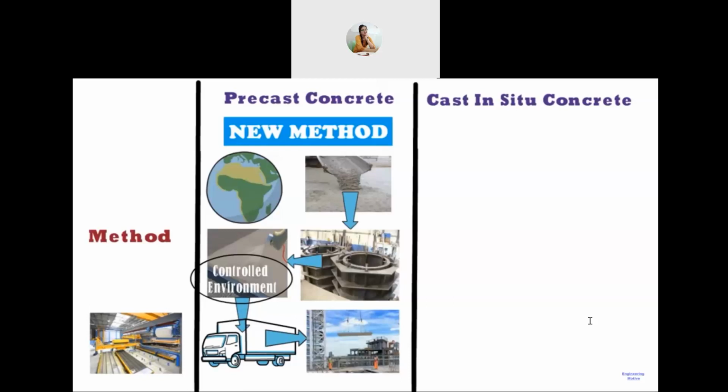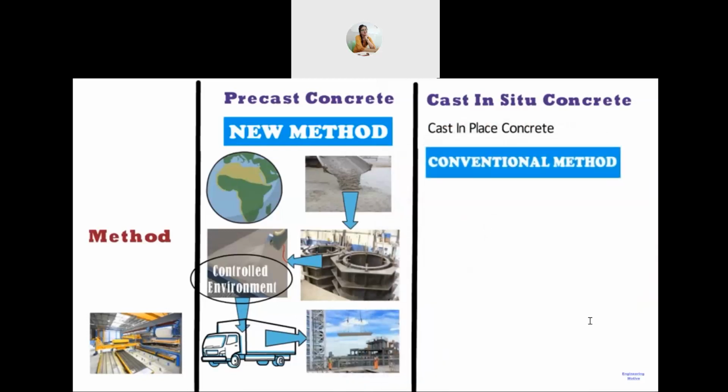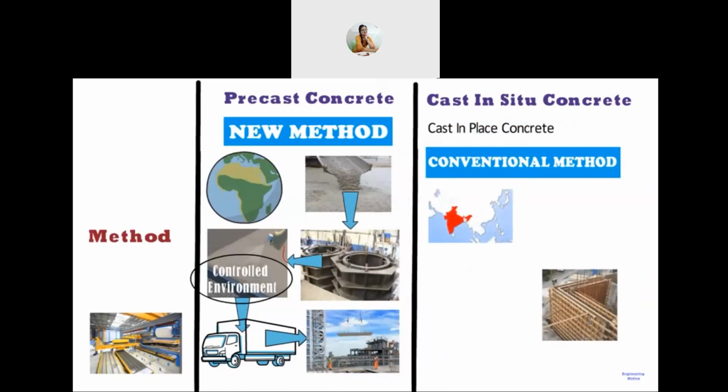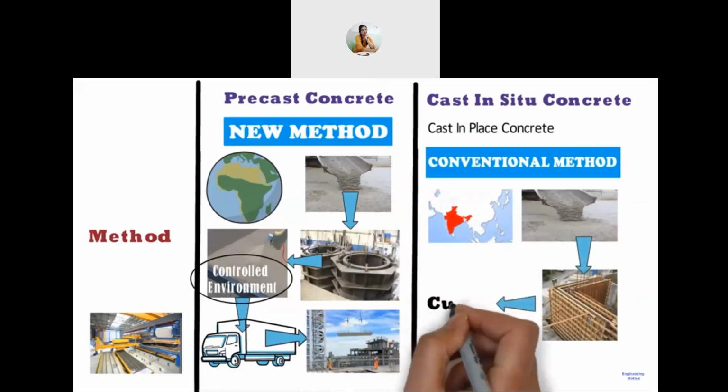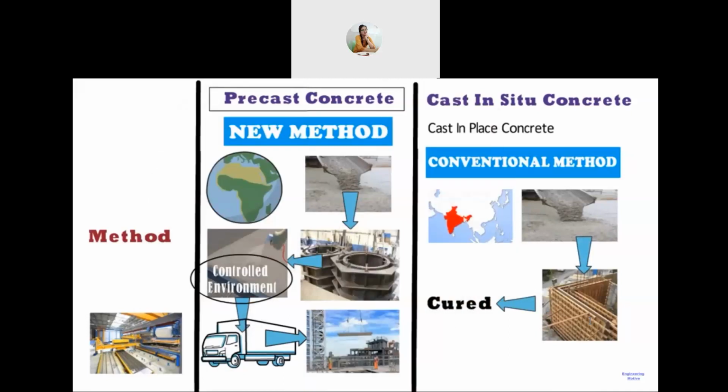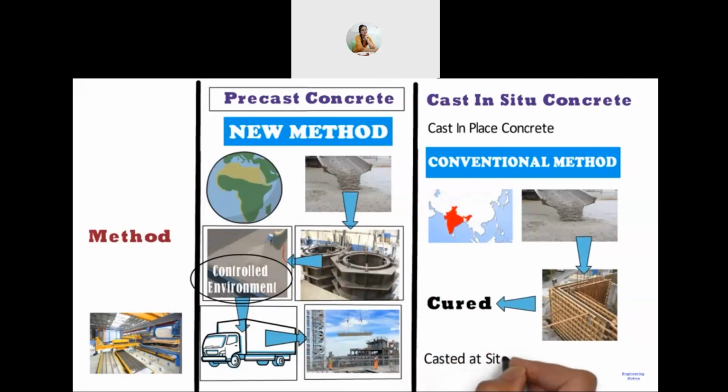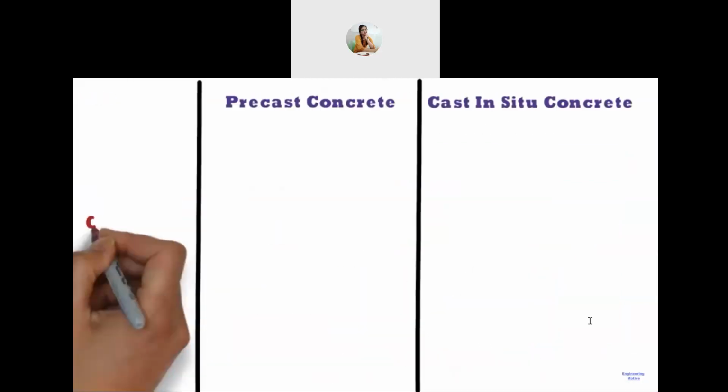Cast in situ concrete, also known as cast in place concrete, is the conventional method of concreting. This method is generally used in India for most of the projects. In this method, formwork is made at site and liquid concrete is poured in the formwork and then cured. Precast concrete members are casted and cured at the precast plant and then transported to site, and only jointing will be done at site. Whereas cast in situ concrete is casted at site and cured at site.